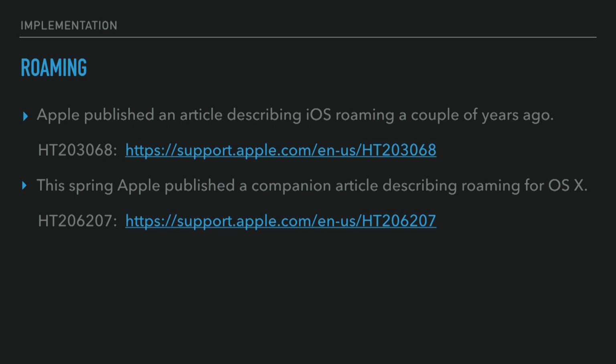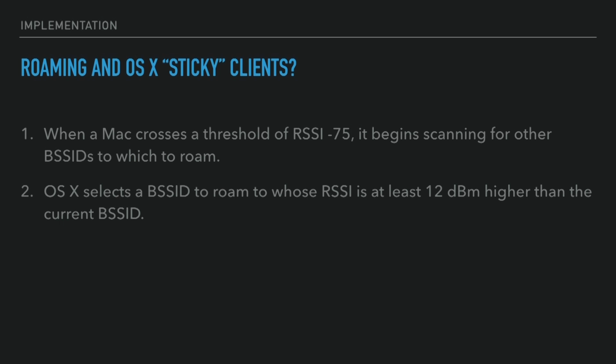I read this article 3 or 4 times at Apple's website, and I felt like something was missing. So extracting all of the other detail, these, I think, are the 2 key points. When a Mac crosses a threshold of RSSI -75, it starts to look for another roam candidate. It then selects a roam candidate whose RSSI is at least 12 dBm higher than the current BSSID. Anybody want to take a stab? What's missing?